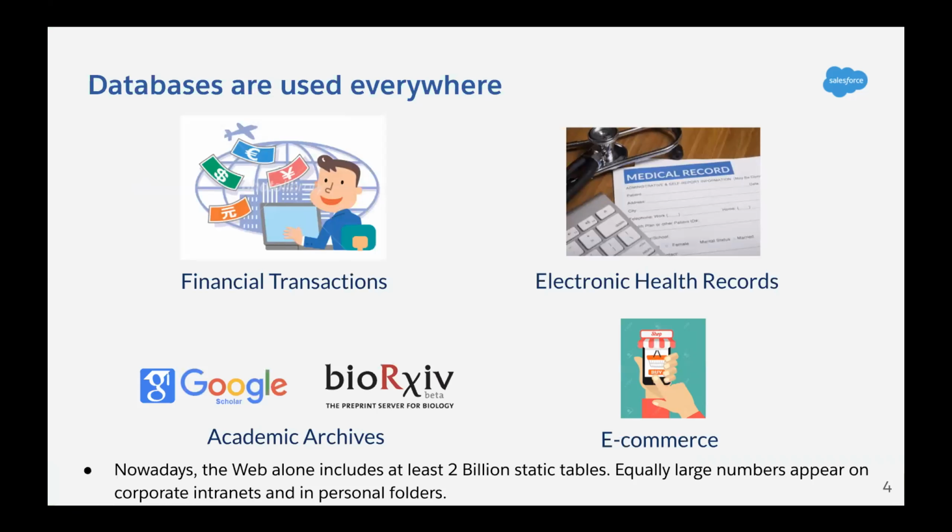Databases are used everywhere. We use databases to store a lot of different information, such as our financial information, like financial transactions, our healthcare information, like electronic health records, science documents and experiment records, and our e-commerce transaction information. Now, just on the web alone, it includes at least 2 billion static tables, and this number is growing.